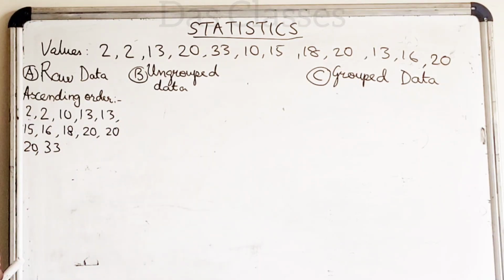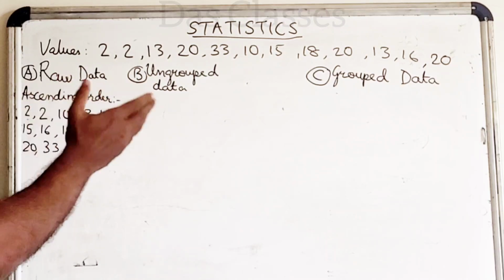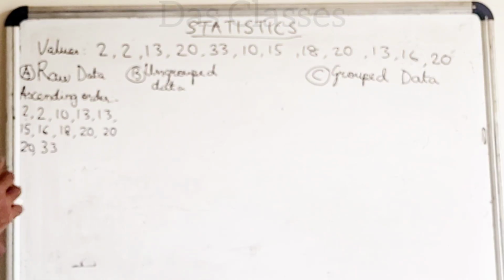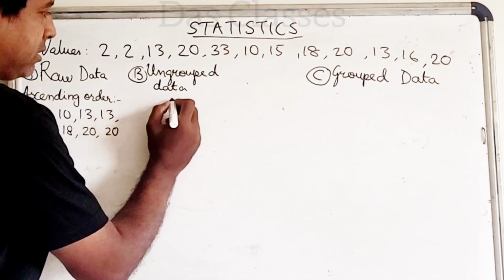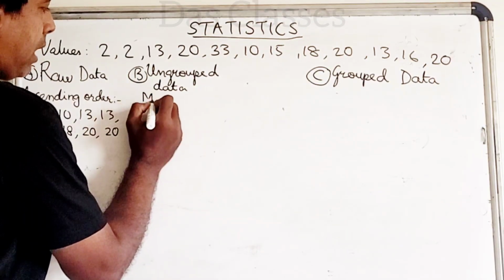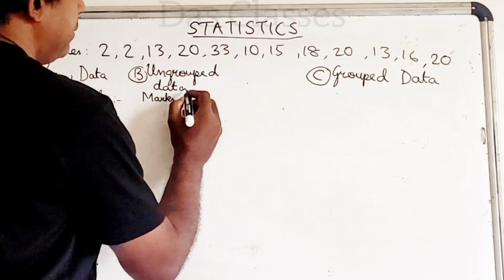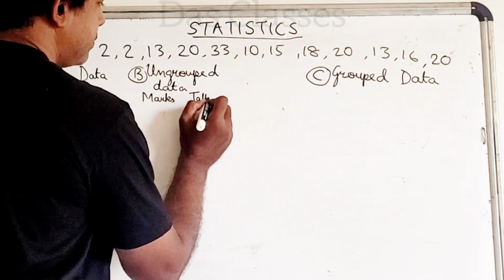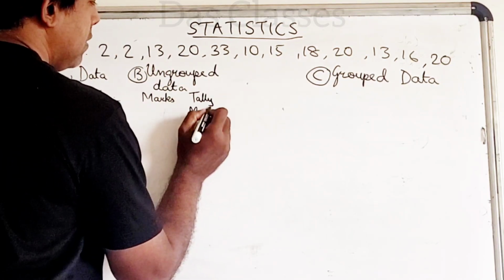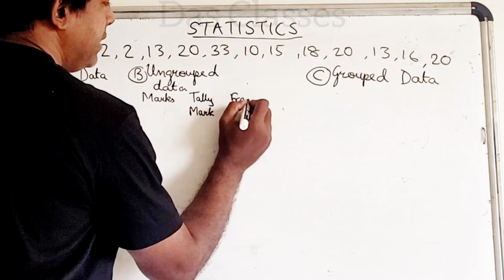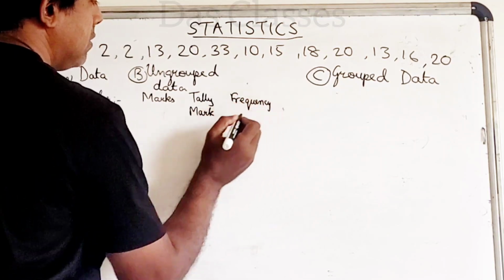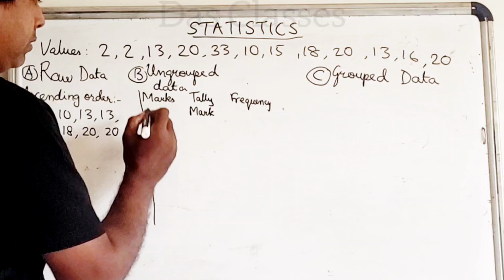So this is how raw data is given. If the information has to be transferred in the form of ungrouped data, we have to make 3 columns. One is the marks, that is the values. Then the tally marks. And then the frequency.